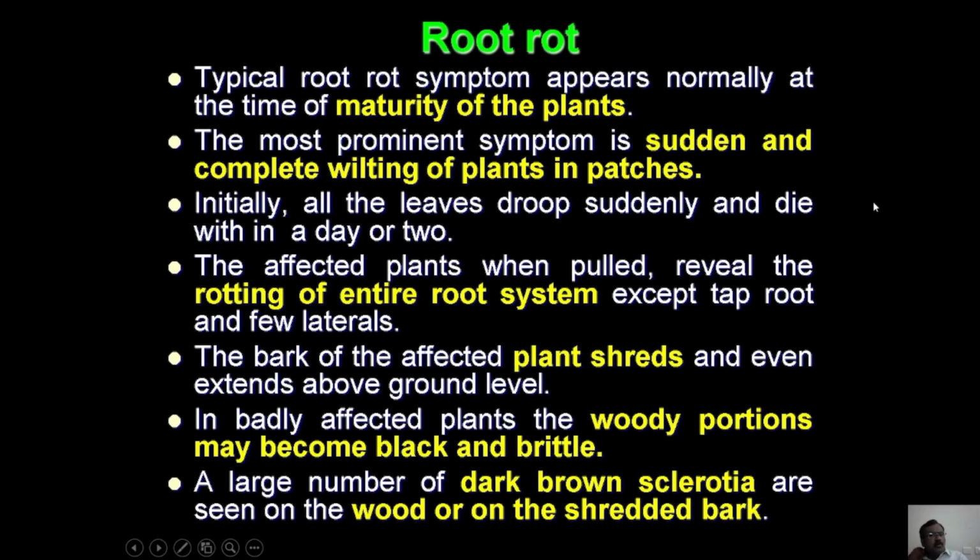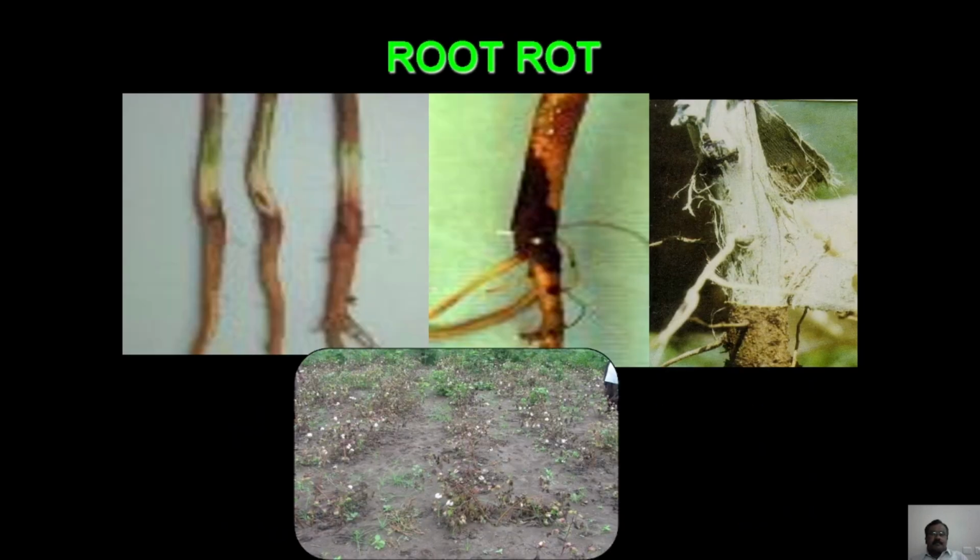And the typical root rot symptom occurs normally at the time of maturity of the plant. The prominent symptom includes sudden and complete wilting of the plant in patches. Initially the leaves will droop suddenly and ultimately lead to death of the plants, and when you pull the affected plants, it reveals rotting of the entire root system. It also shows shredding of bark at the basal portion, and on the shredded bark it produces black sclerotia. A large number of dark brown or black sclerotia are produced on the shredded bark.